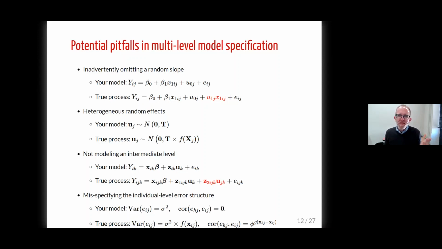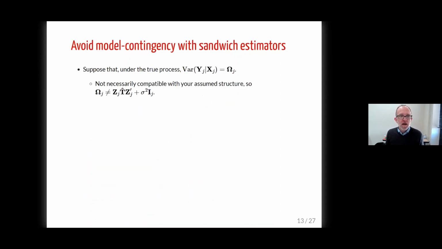So if we're in a situation where we're worried about misspecification of a model like this, the same argument that works for regular regression estimation, where you're using sandwich estimation, also holds here. We can use sandwich estimation methods to correct the standard errors and so assess the uncertainty in our regression coefficient estimates without relying on the strong assumptions of the multi-level model.